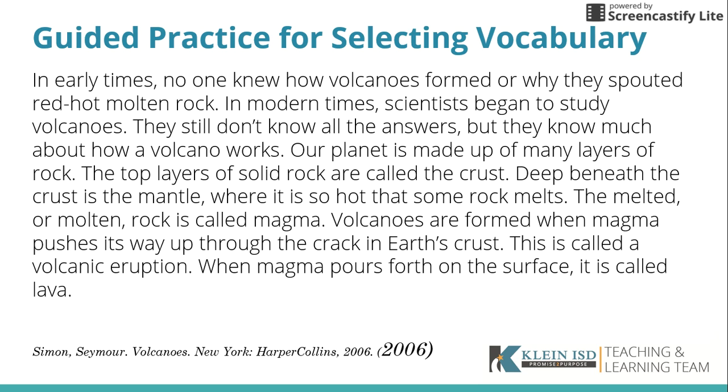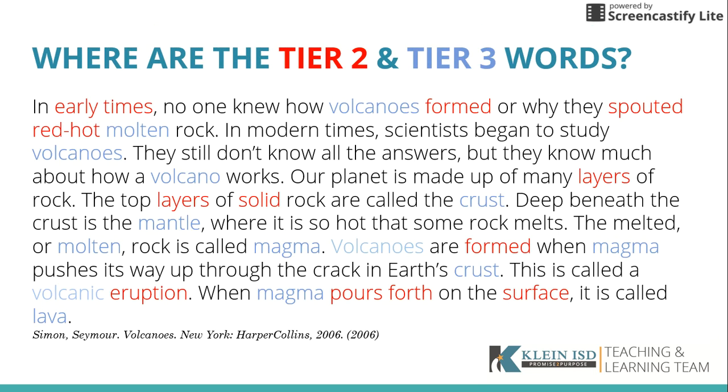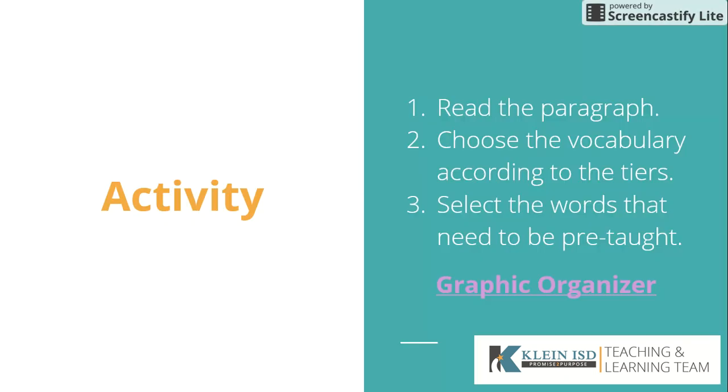Here you will have your guided practice. And here are examples of your Tier 2 and 3 words in a passage. The Tier 2 words are in red and your Tier 3 words are in blue. You will want to do an activity similar to this with your staff.